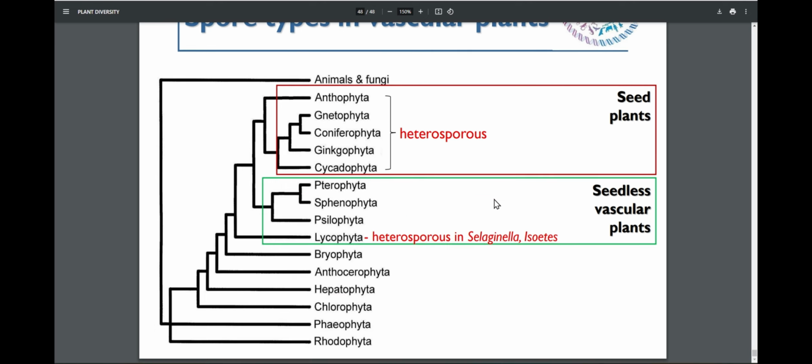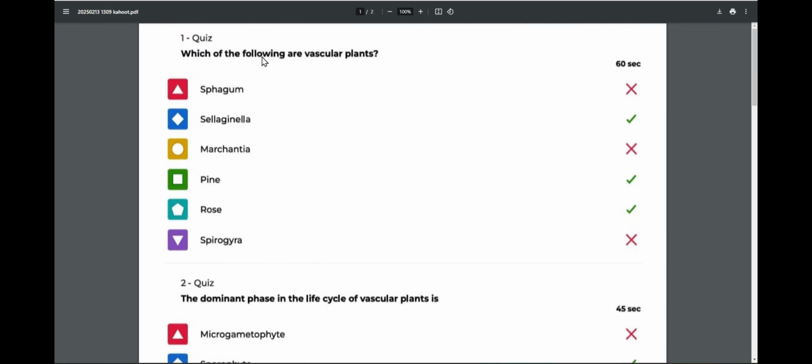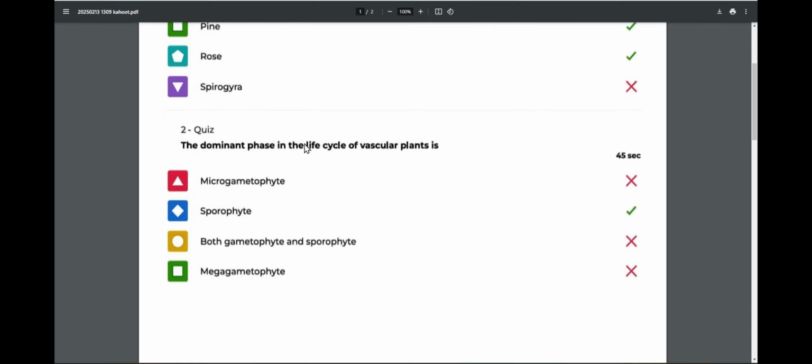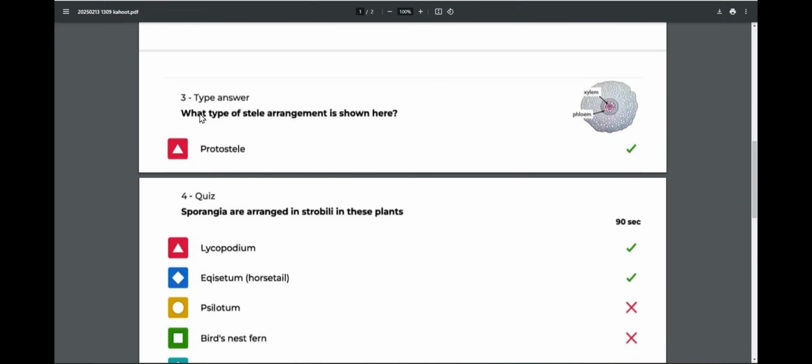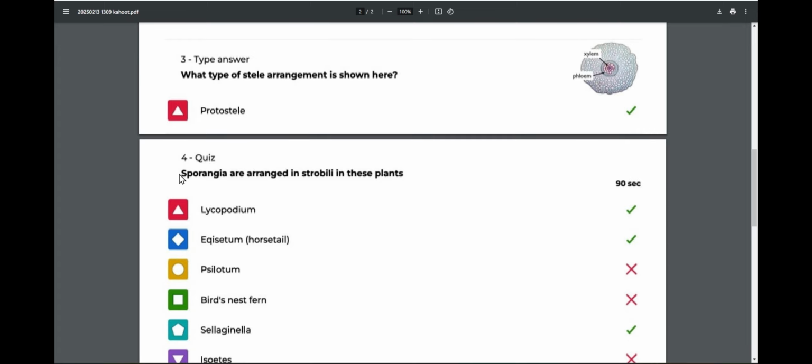Okay, so Cleve also did a Kahoot with us, and let's go over it. Which of the following are vascular plants? If you cannot answer this right now, go do revision. Pine, rose, and Selaginella are vascular plants. This is a moss, this is a liverwort, and this is an algae. The dominant phase of the life cycle in vascular plants is the sporophyte. Which of the following types of stele arrangement is this? The protostele, as the core.